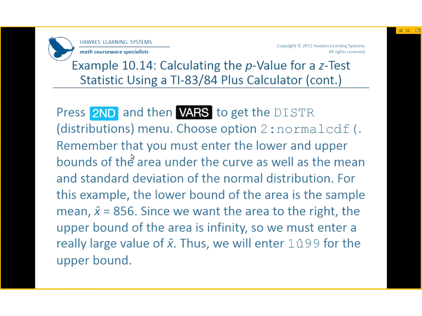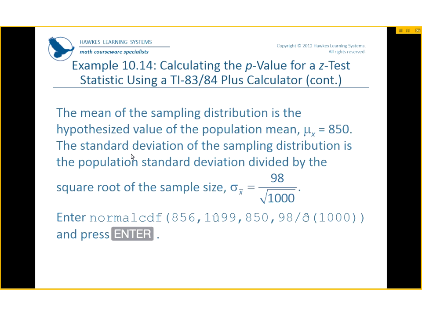Go to second, variable, which is distribution. You want to go to Q. So this is what you're going to enter. We're going to enter it like this. What was 856 again? 856 was the value of the amount you needed to look at.